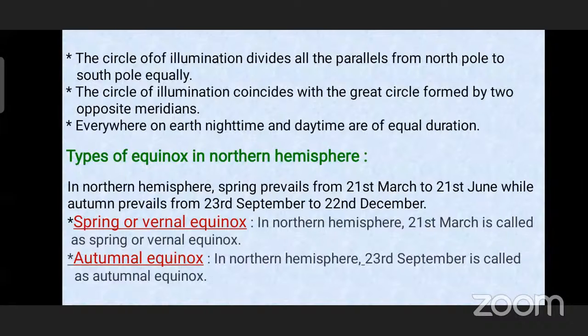And next, the autumn prevails from 23rd September to 22nd December. So this day of starting of the autumn is called as autumnal equinox. Okay, students. Now we will see the next slide.